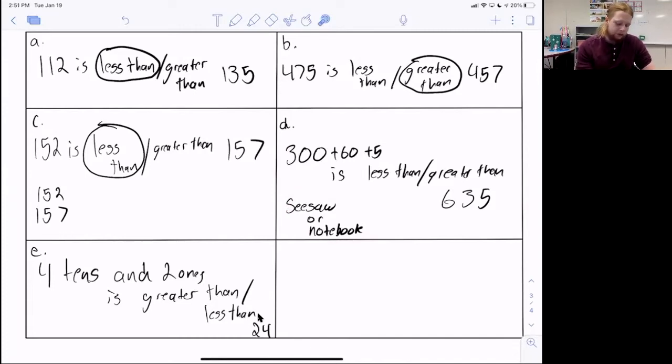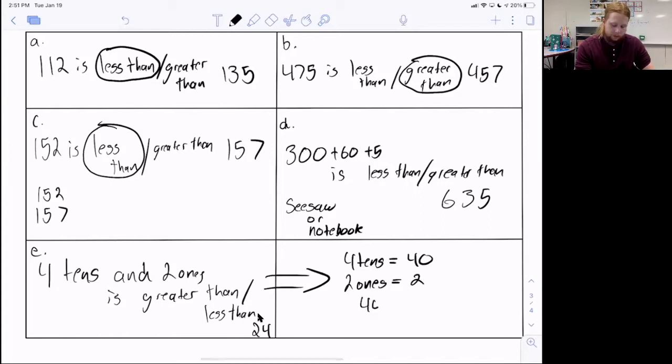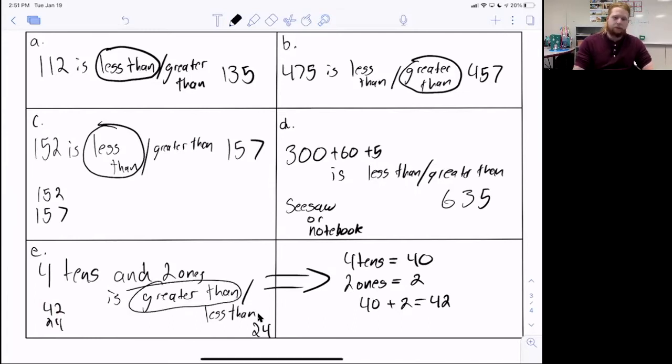E, 4 10s and 2 1s is greater than or less than 24. Well, let's go ahead and look. So I'm going to write it over here. So 4 10s is equal to 40. And 2 1s is equal to 2. 40 plus 2 equals 42. So let's line them up. 42 and 24. What's bigger, 4 or 2? 4. So 4 tens and 2 ones is greater than 24.